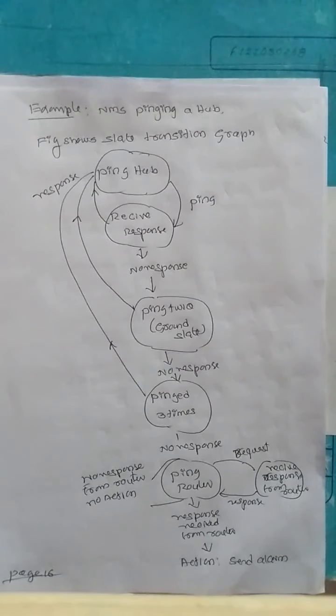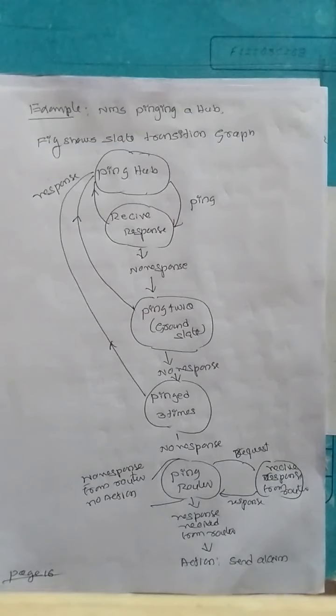From the topology database, the correlator in the NMS is aware that the path to the hub is via the router. Hence, on the failure of the third ping, an action is taken and the system transitions to the ping router state. The router is pinged and the system transitions to the receive response from the router state. So, there are two possible outcomes now.